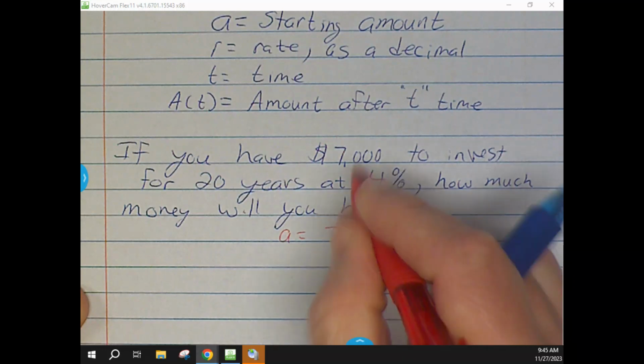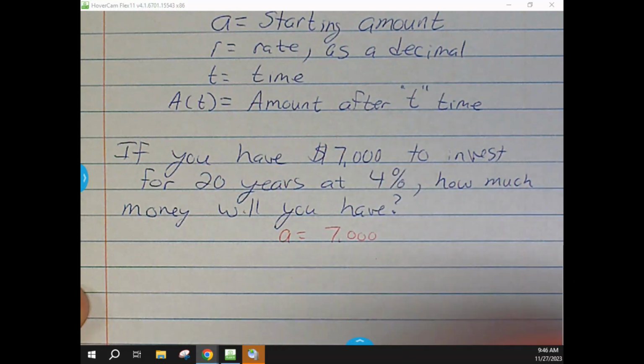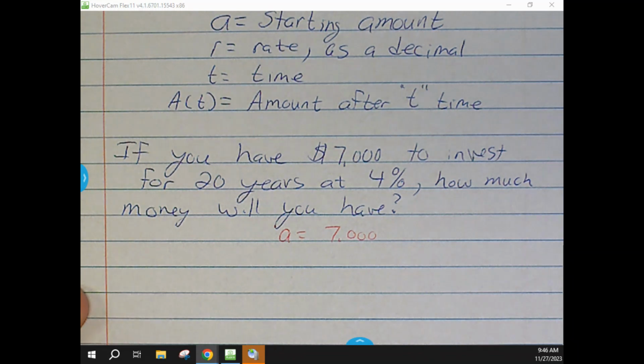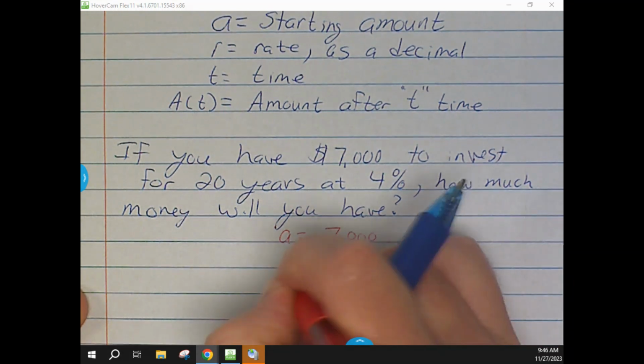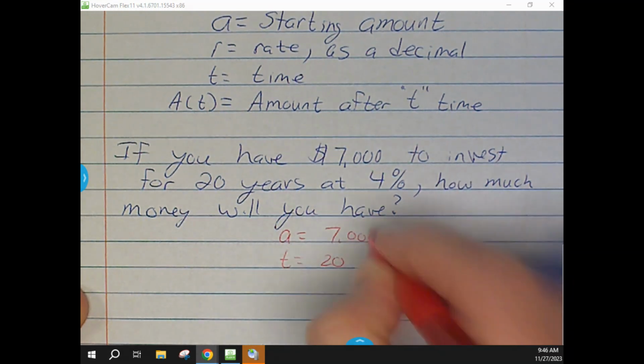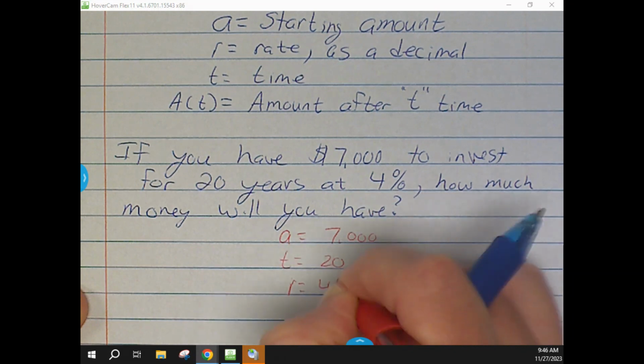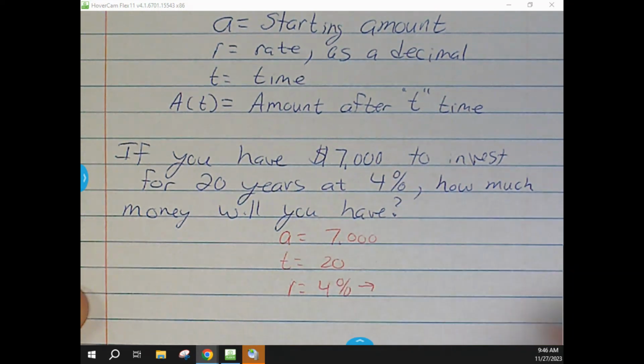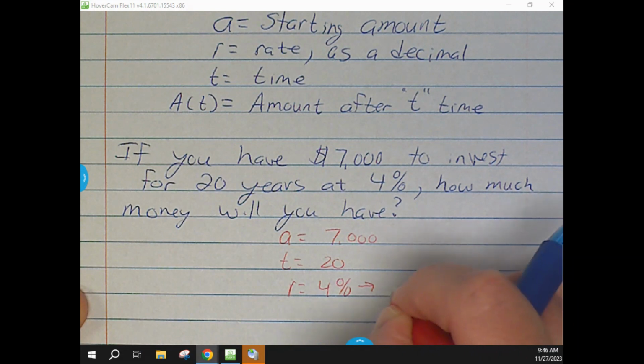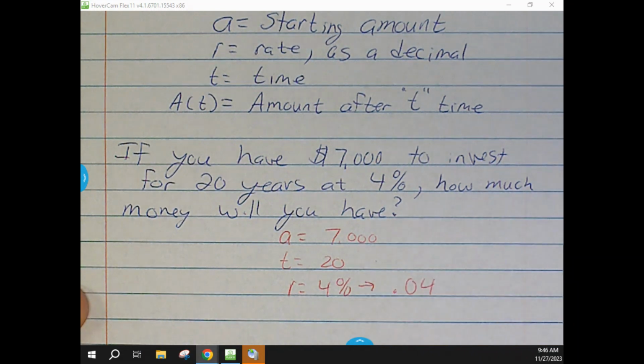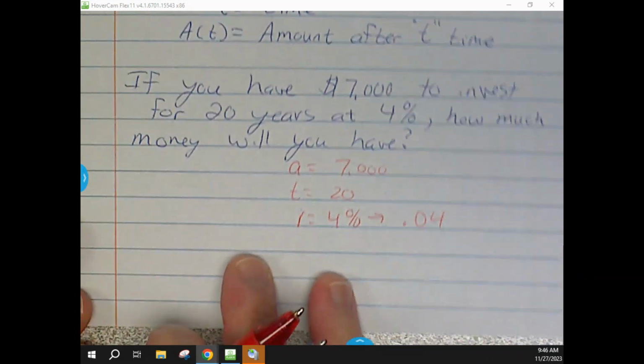Okay, so they gave us $7,000. That's our A. And again, if we're talking about money, sometimes they use P. Still the starting amount. Your time is 20 years. And your rate in this case is 4%. But again, you've got to rewrite that as a decimal. So you always have to move that over two places. So that would be 0.04.